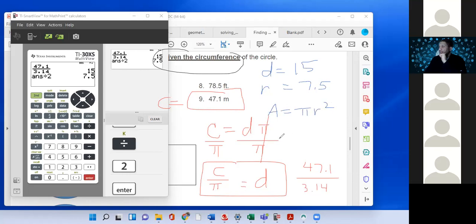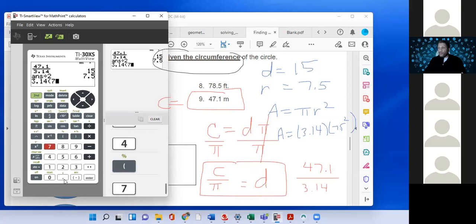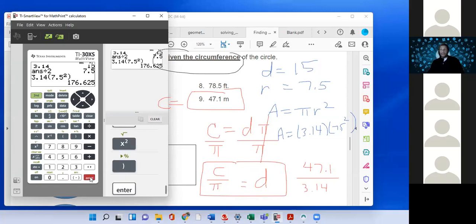Do we know what pi is? 3.14. Do we know what r is? 7.5, and we need to square it. Right. So again, understand that all we're doing is grabbing the formula and plugging in. So we're going to go to the calculator. Again, calculator's your friend. 3.14 in parentheses, 7.5 squared. Press enter. Now I got my area.